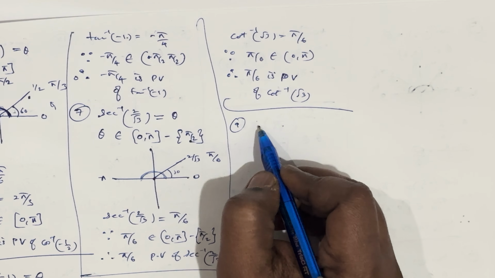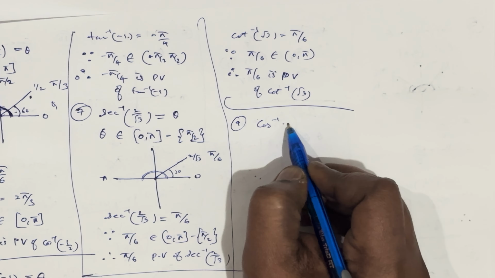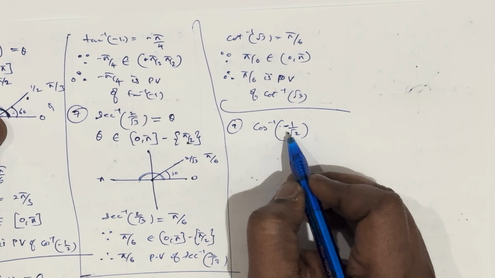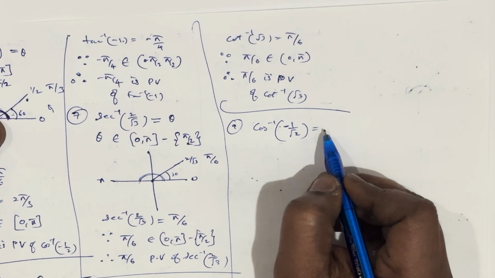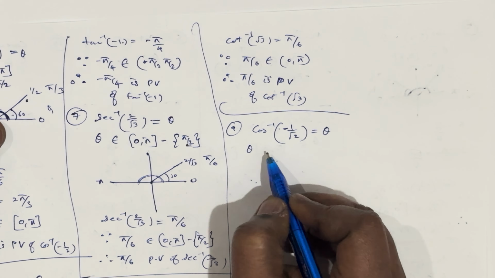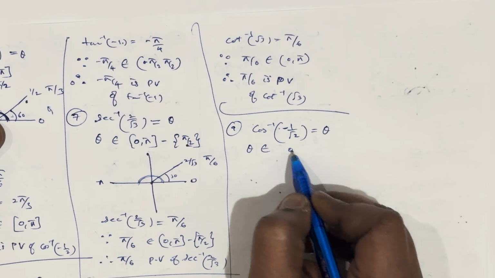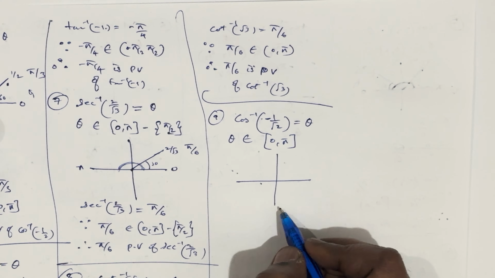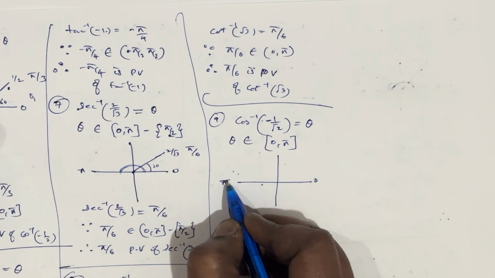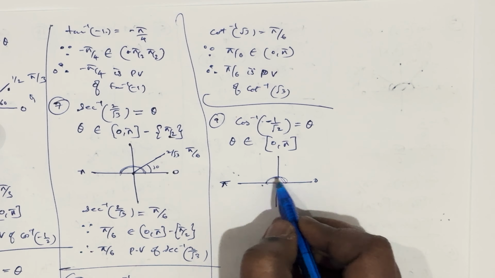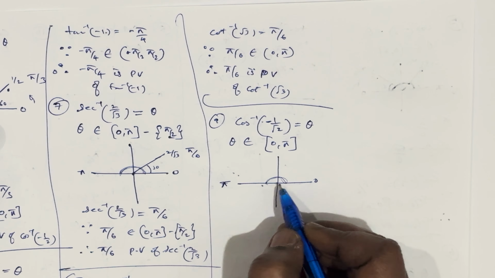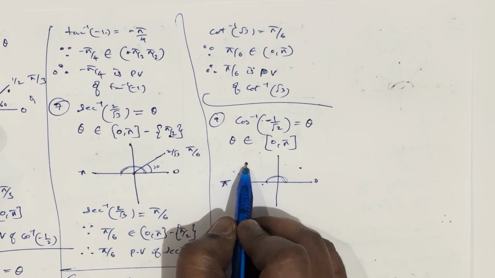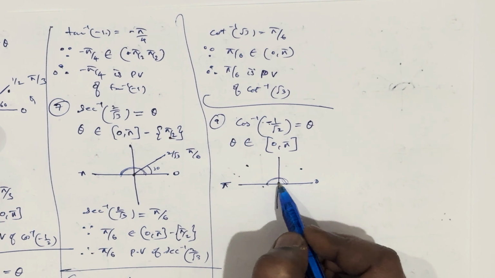Okay, then the ninth question. Cos inverse negative 1 by root 2. So you know that cos inverse negative 1 by root 2 is some angle theta, and that theta must belong to the range of cos inverse, that is 0 to pi, closed interval. Now when we look at the unit circle, this is 0 and this is pi. This is the area where the range of cos inverse exists. Now cos is positive in the first quadrant and negative in the second quadrant. So you see this is a negative value, so it must be here.